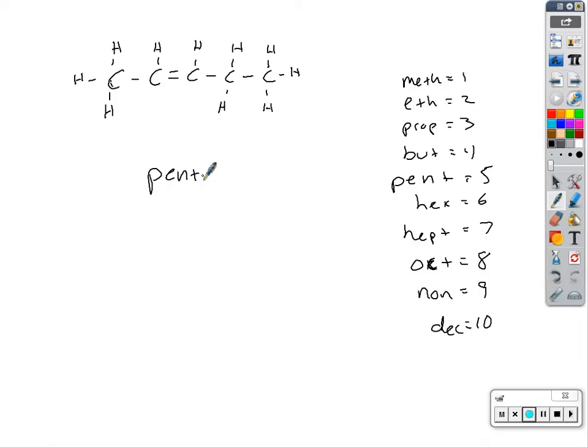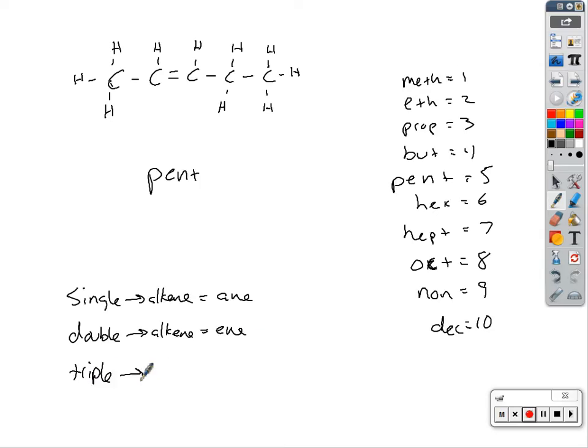The second half of the name tells us the bonding. All single bonds is an alkane, and the name will end in A and E. A double bond makes it an alkene, and the name will end in E and E. A triple is an alkyne, and the name will end in Y and E. This has the double bond in it. That makes it an alkene, so it ends in E and E. So this is something pentene.